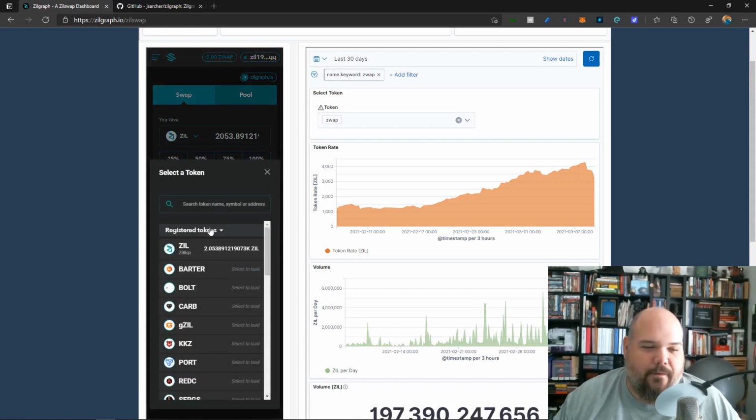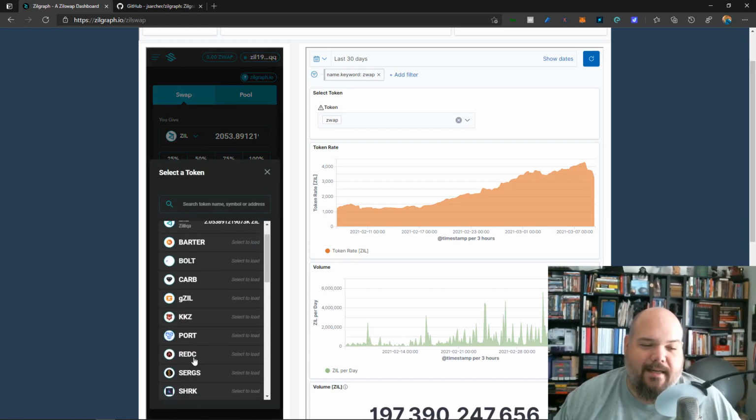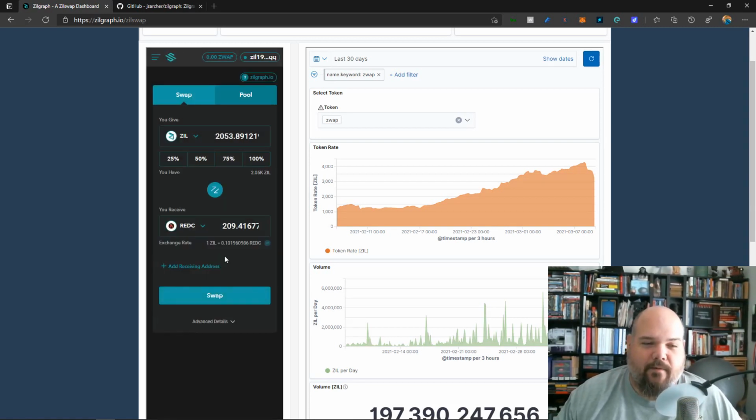If I'm going to swap Zil for Red Sea, I don't know, because everybody picks on me for picking port all the time because I like it. So if we're going to swap for Red Sea, right, you get the numbers here of what the conversion is, how many Red Sea each Zil is worth, et cetera, et cetera, et cetera.